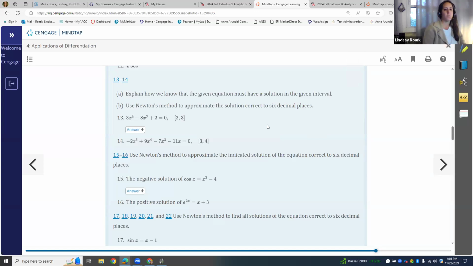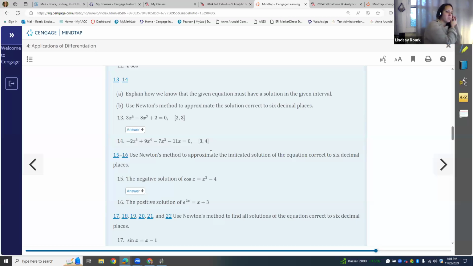Okay, and so when they say that, really what they want you to do is use the intermediate value theorem. I'm looking at number 14 right now. It says negative 2x to the 5th plus 9x to the 4th minus 7x cubed minus 11x equals 0, and they give you the interval 3 to 4. I can plug in 3, and then I can plug in 4, and they should be opposite signs. So using the intermediate value theorem, that tells me that somewhere in there it has to equal 0, right?